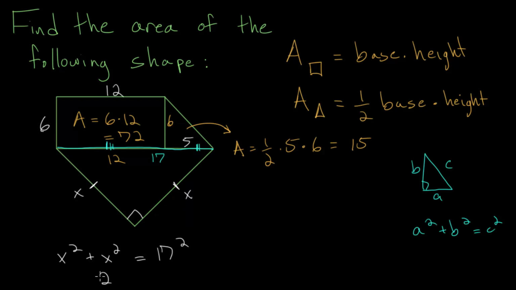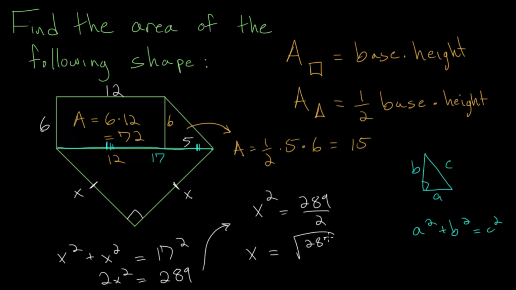And if we combine these, we get 2x squared. 17 squared is just 289. And at this point, we just need to take a square root of everything, though let's first actually divide by 2. So we get x squared is 289 over 2, and now we square root everything, meaning that x is the square root of 289 over 2. And when taking the square root of a fraction, we can take the square root of the top and the square root of the bottom. But we know the square root of the top is just 17, since we know 17 squared is 289. And for the bottom, we can just write that as root 2.